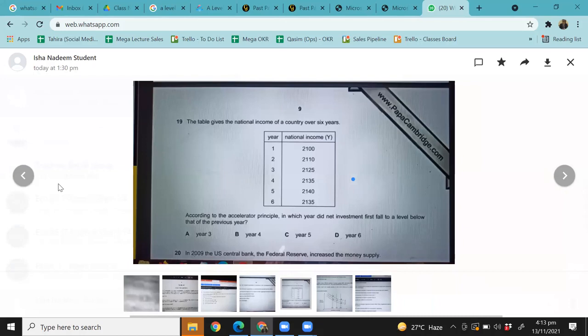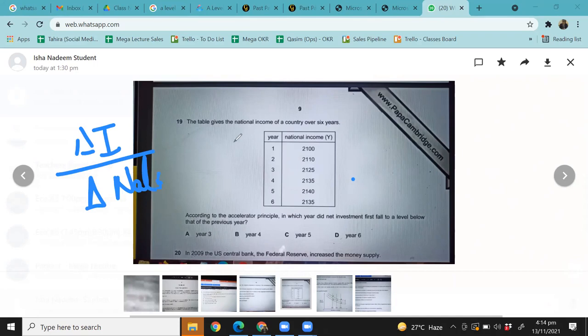The table gives the national income of a country over 6 years. According to the accelerator principle, in which year did net investment first fall to a level below that of the previous year? Interesting. So what is the accelerator principle? Students, can you tell me what the accelerator principle is? The accelerator principle says how much the change in investment will be due to a change in national income.